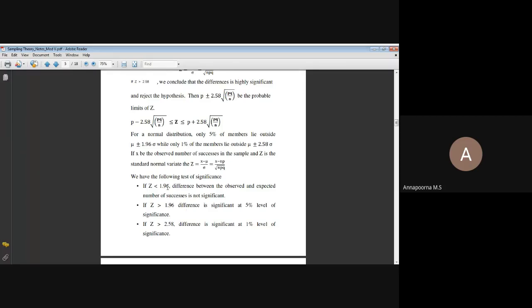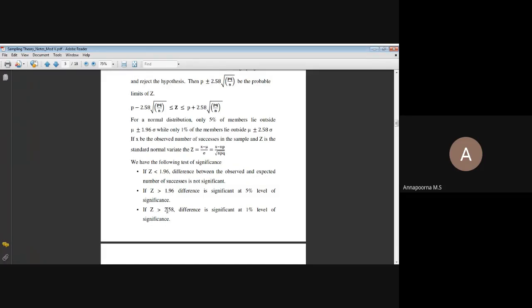If it is less than 1.96, the hypothesis is accepted. If it is greater than 1.96, then the difference is significant and the hypothesis is rejected, with 95% confidence level, or at 5% level of significance. So this is about 95% or 5%. The number you should use for 1% level of significance or 99% confidence level is 2.58. If Z is greater than 2.58, your difference is highly significant, so you can reject the hypothesis at 1% level of significance.